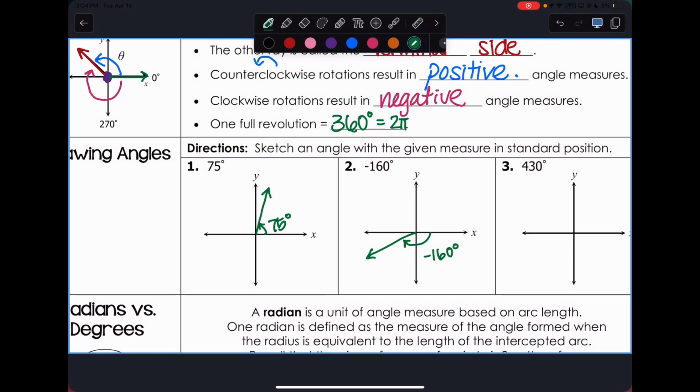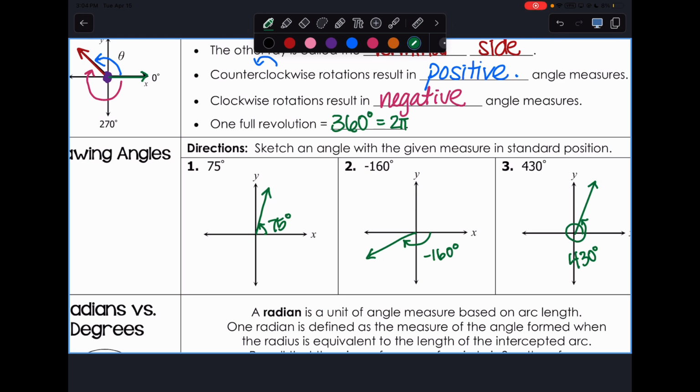Wait, do we like do a snail? Yes, you do a snail. You do a snail to measure that angle, okay? So it's positive 430, so you're going to go all the way around, and then we're going to continue going until you hit 70 degrees, which is about here. I don't have a protractor on my Notability. That's why I'm kind of sketching it. And that would be 430 degrees.